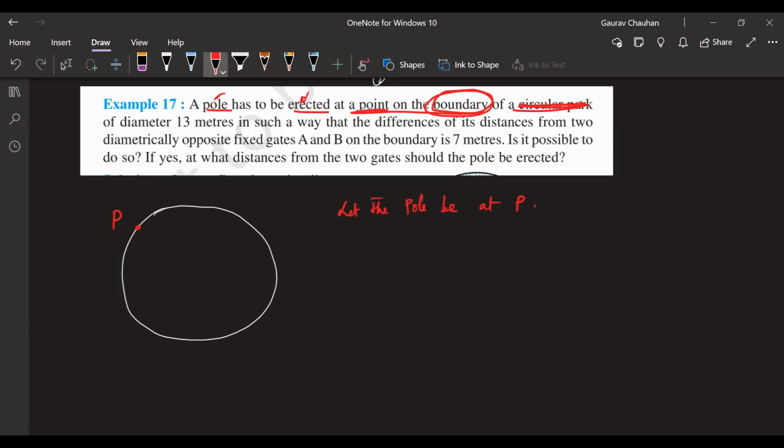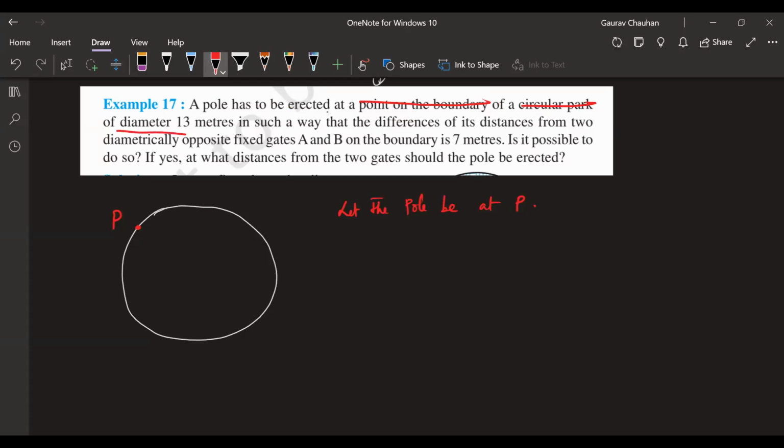So far, everything in the first statement till circular park, you have taken care of. Erected at a point on the boundary. The main thing is that there is some point on the boundary where it is. That part is decoded. Now I'm going to continue reading and see what other information I need. Circular park is taken care of. Point on the boundary is taken care of. The pole I have put there.